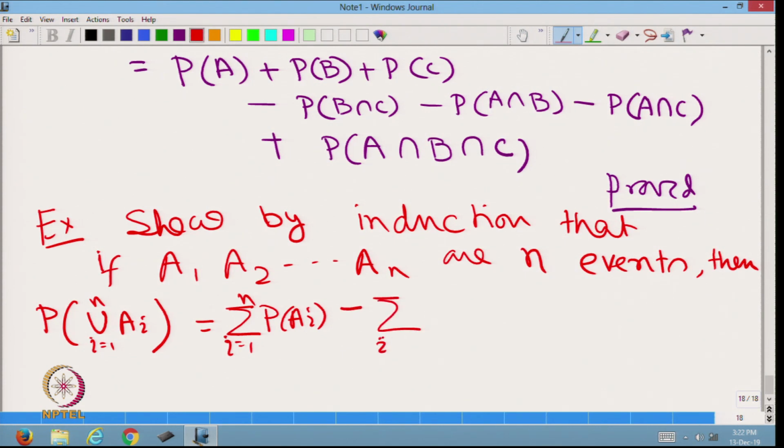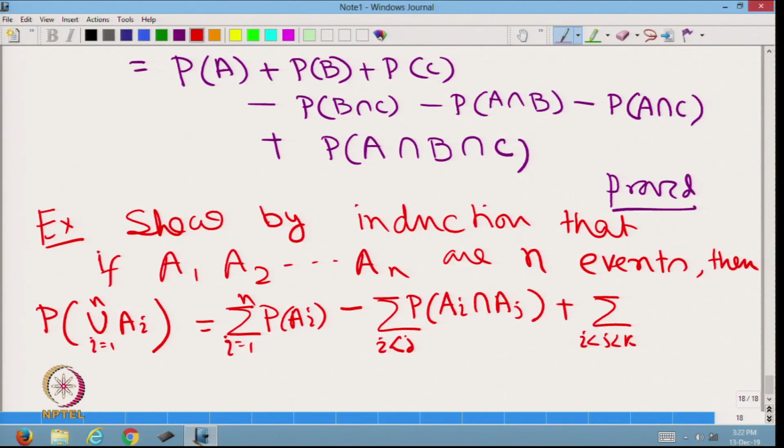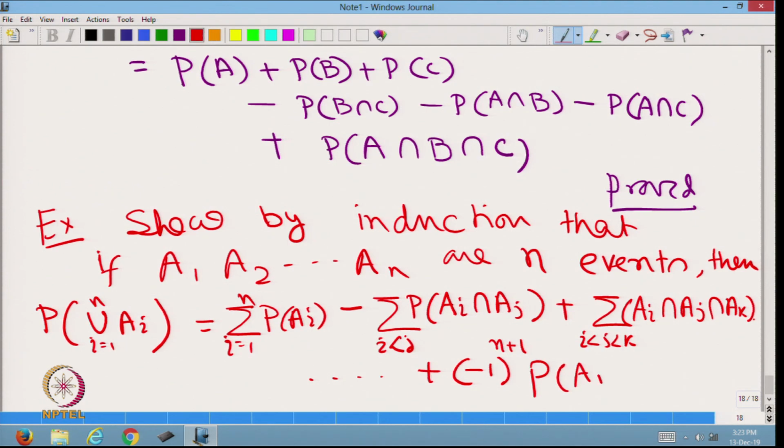minus sigma i less than j probability of Ai intersection Aj plus sigma i less than j less than k. So, here we are looking at all possible pairs of sets, here we are looking at all possible triplets of sets. And the last term is going to be minus 1 to the power n plus 1 probability of A1 intersection A2 intersection ... An. The proof is simple.